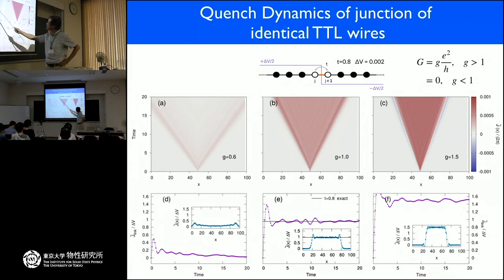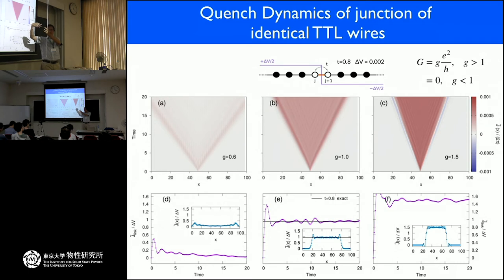What we see is a sort of reflection. There's an impedance mismatch between the boundary condition and the box, so we see a reflection of the waves. But the idea is very simple. It's just time evolve it and see what happens.